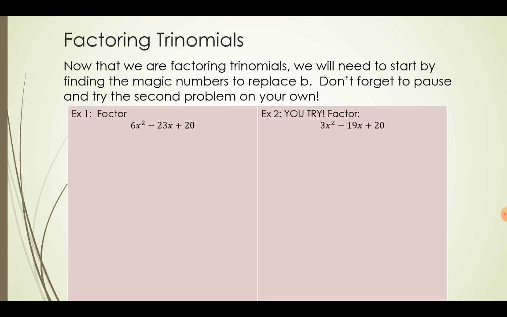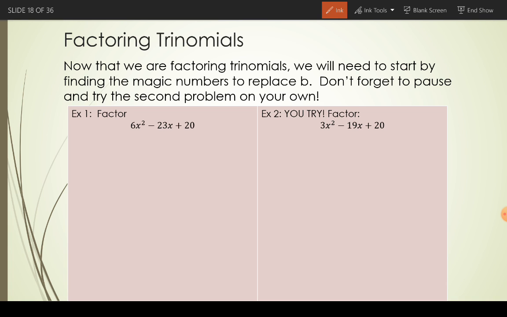So now that we are factoring trinomials, so we're factoring 3 terms, we will need to start by finding the magic numbers so that we can replace the value of b. Don't forget to pause and try the second problem on your own. Okay, so we need to find the 2 magic numbers that multiply to a times c and equal b. Well, before we can do that, let's identify what a, b, and c are for this problem.